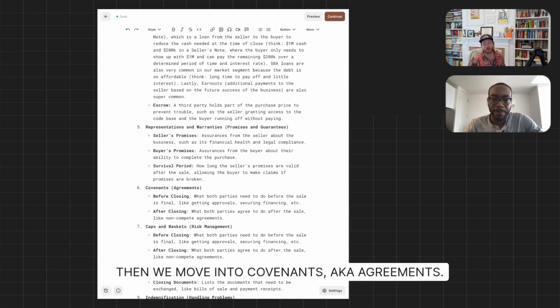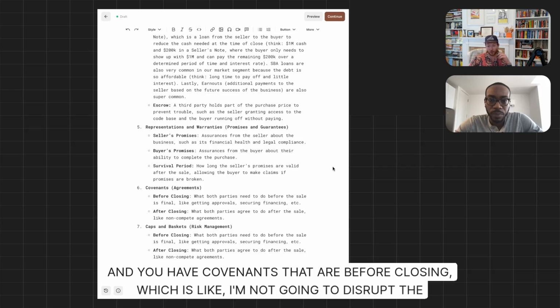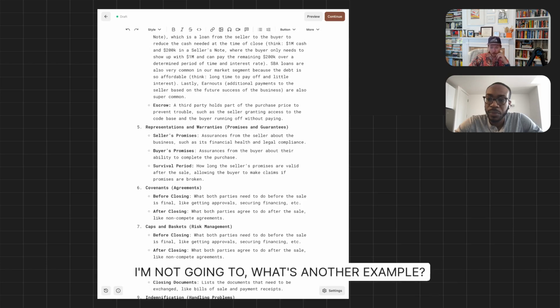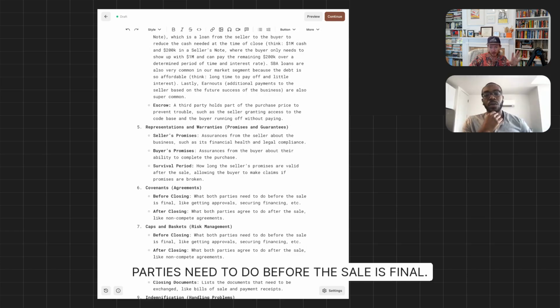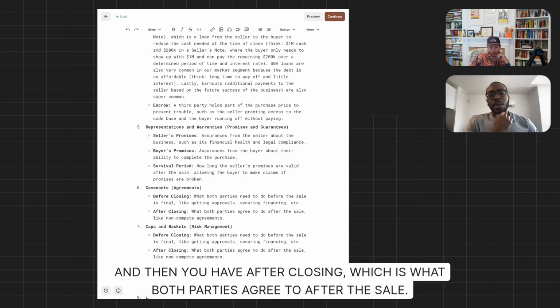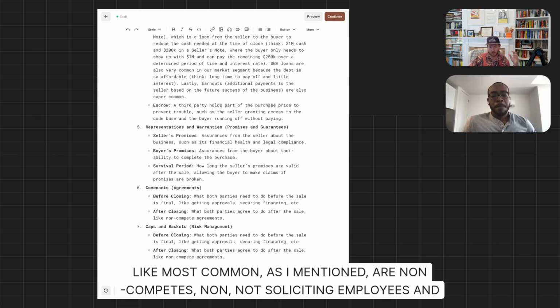Then we move into covenants, aka agreements. You have covenants that apply before closing, like I'm not going to disrupt the business. To keep it simple, these are what both parties need to do before the sale is final. Then you have covenants after closing, which is what both parties agree to after the sale. The most common, as I mentioned, are non-competes, not soliciting employees and customers, stuff like that.